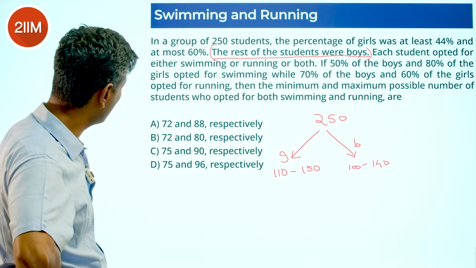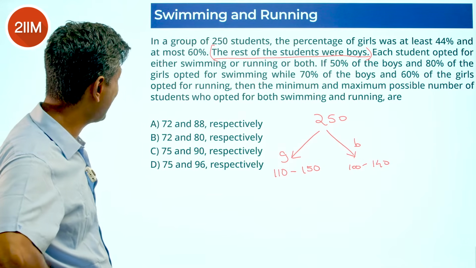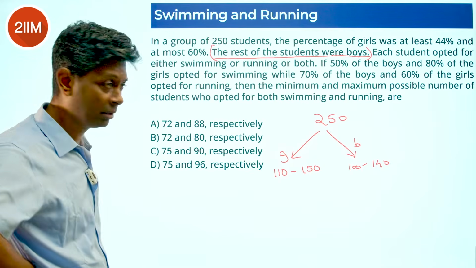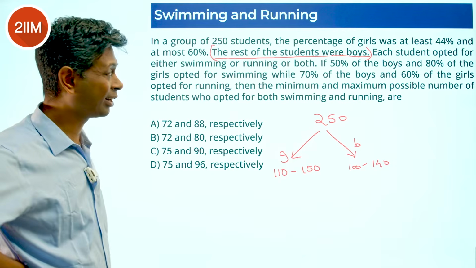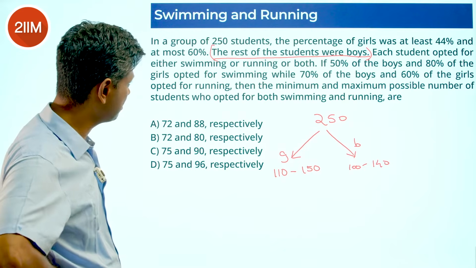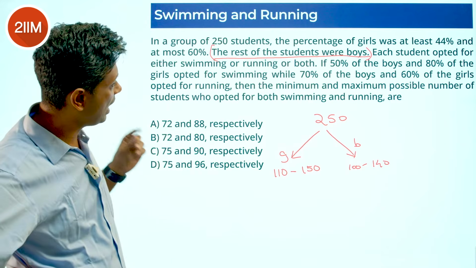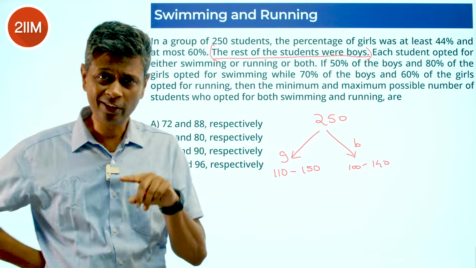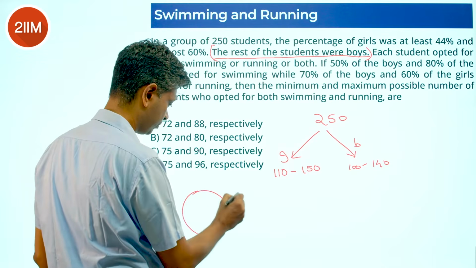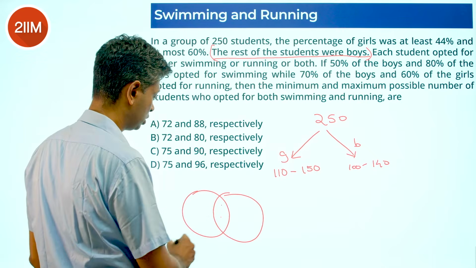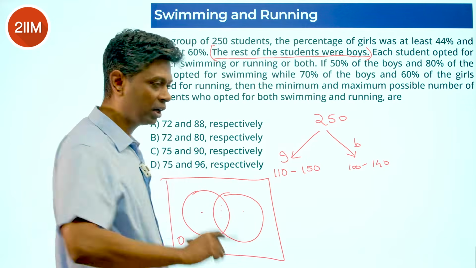Each student opted for either swimming or running or both. 50% of the boys and 80% of the girls opted for swimming, while 70% of the boys and 60% of the girls opted for running. The minimum and maximum possible number of students who opted for both swimming and running. First up, every student did one or the other or both. So if you do swimming, running and both, then outside is 0.